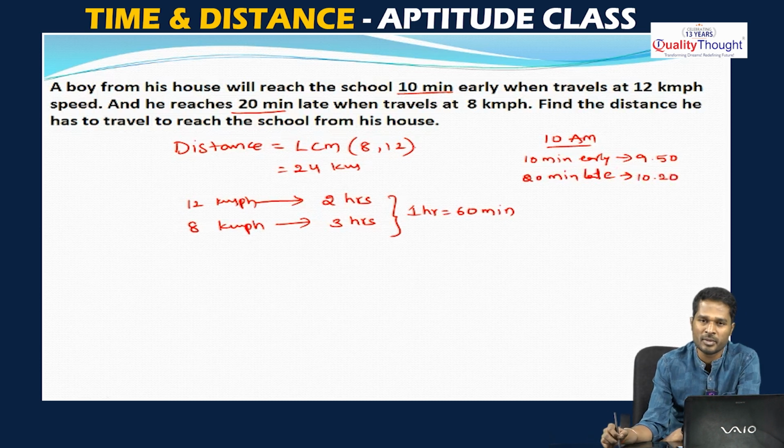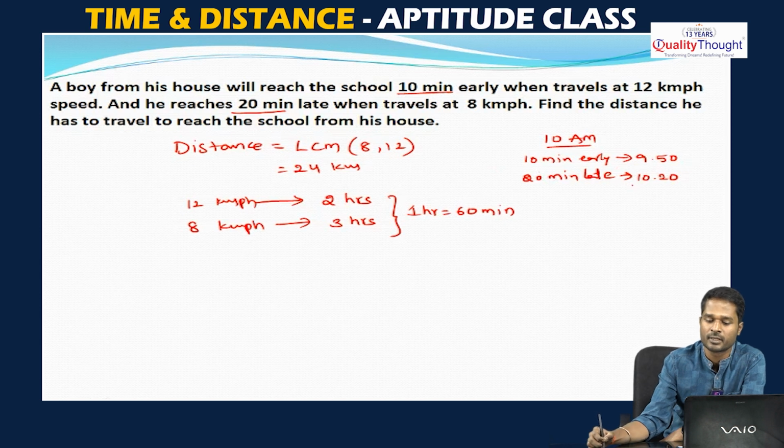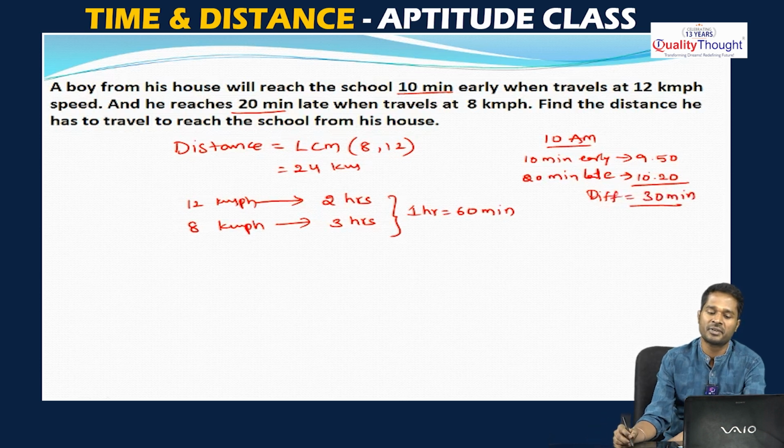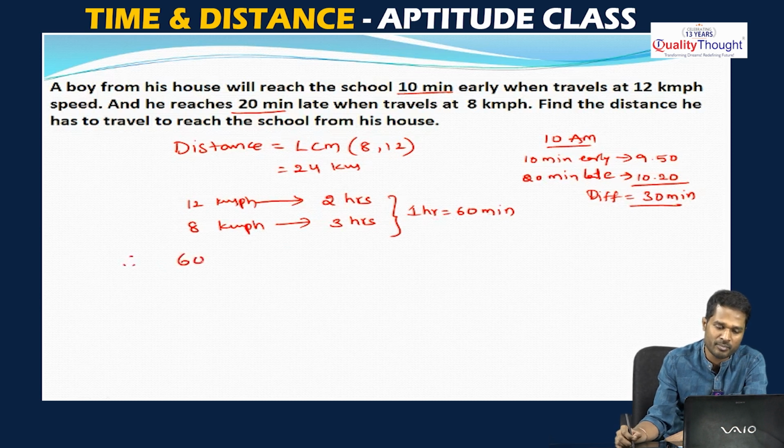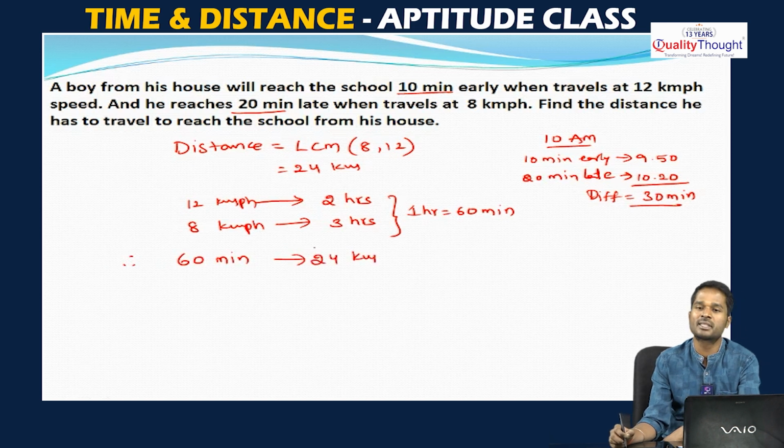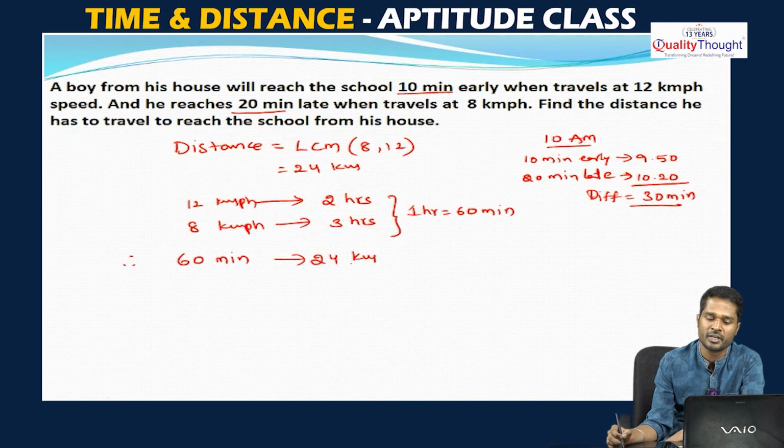10 minutes early means he reached at 9:50. 20 minutes late means he reached at 10:20. That means the difference here is 30 minutes. Now check 60 minutes, that means 1 hour is the difference. 1 hour means 60 minutes is the difference, and that shows 24 kilometers.